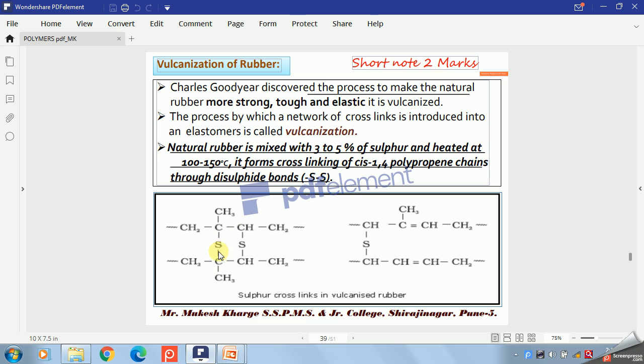So the bond between two carbons is through a sulfur linkage. That is called a disulfide bond. And sulfur cross-links in vulcanized rubber: between two chains of 1,4 polyisoprene, the sulfur is introduced to form the bond between them, and it forms a cross-link type of structure. That structure is nothing but vulcanized rubber.